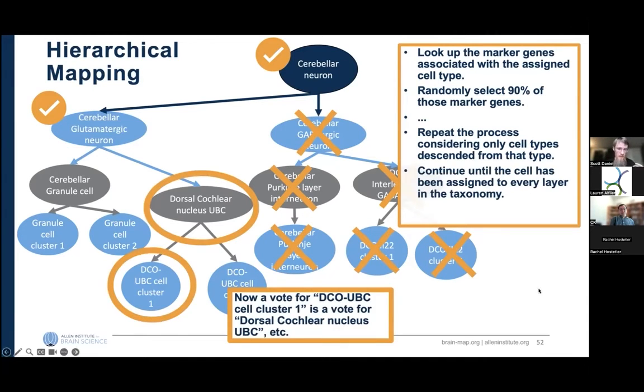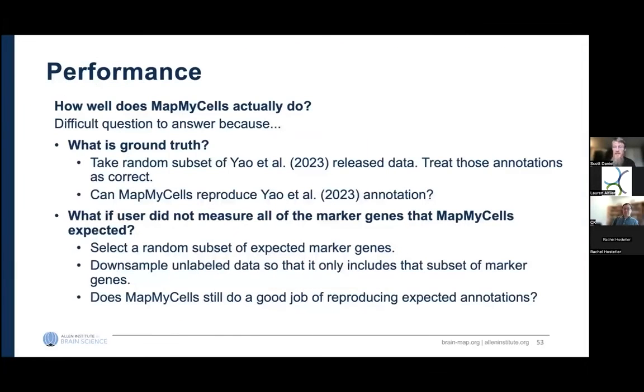Now, when we find that the cell is most correlated with, say, DCO UBC cell cluster 1, we treat that as a vote for dorsal cochlear nucleus UBC. Put a vote there, repeat 100 times, figure out whether granule cell or DCO UBC gets the most votes, assign to that, and then try to assign a cluster. Just walk down the tree until the cell has been assigned to every layer in our taxonomy. So that's what it does.